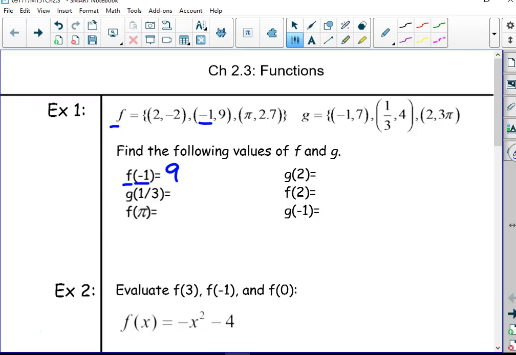Okay, and you know, these are intentionally confusing to make sure that you're paying attention to the details. For example, there's also a g of -1, and f and g are both defined at 2 also. So just be careful, work slowly. So g of 1/3, so there's function g, there's x equals 1/3, that's going to be 4. F of pi, 2.7. G of 2, 3 pi, and f of 2, -2, and g of -1, that's 7.